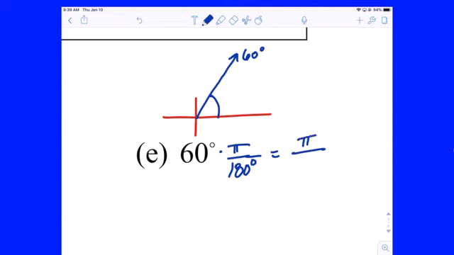If you convert it, multiply by pi over 180, 60 over 180 simplifies to 1/3. But another way to do it is say, a full rotation is 360. 60 degrees is a sixth of that, right? So what's a sixth of 360? A third. So it's pi thirds. So 60 degrees is pi thirds radians. Pi thirds radians is 60 degrees. They are the exact same angle, and we will stop there.